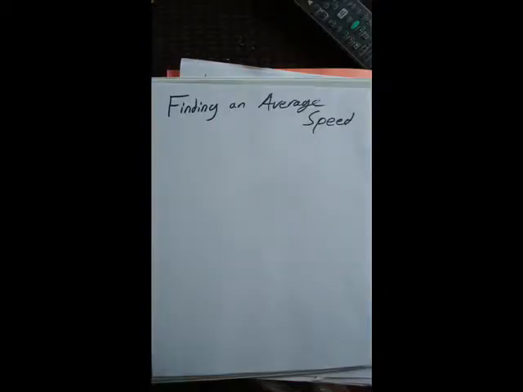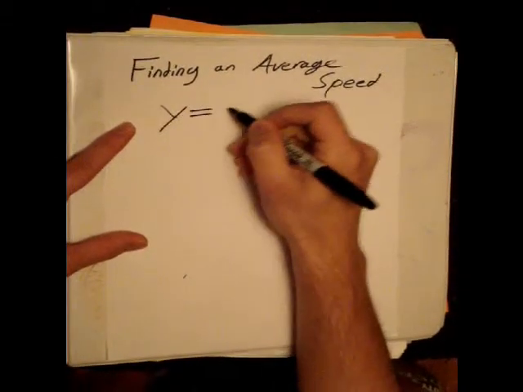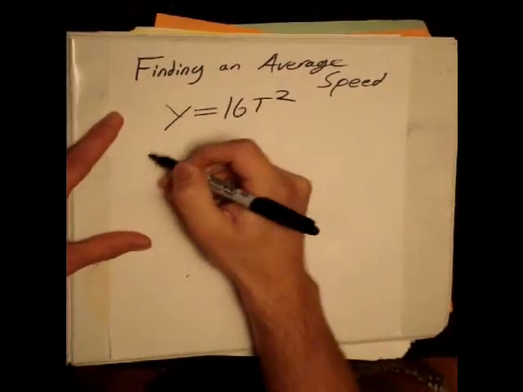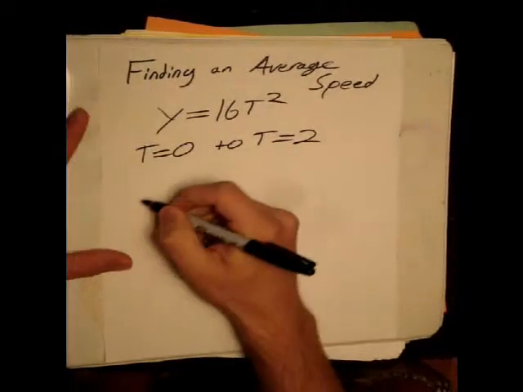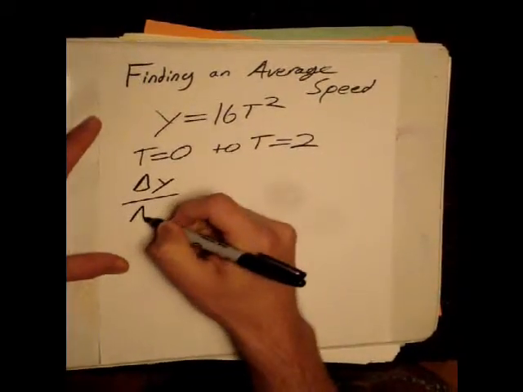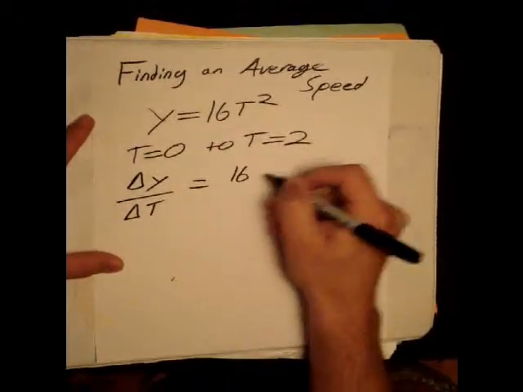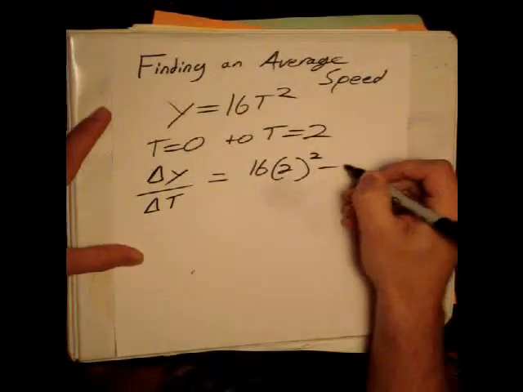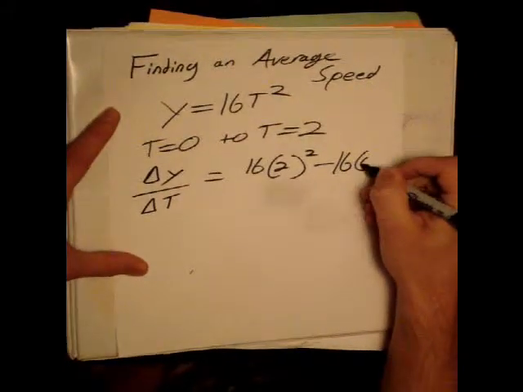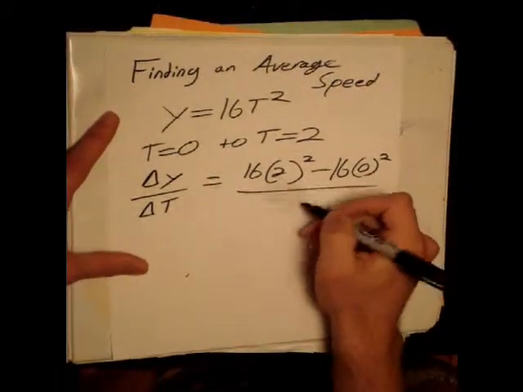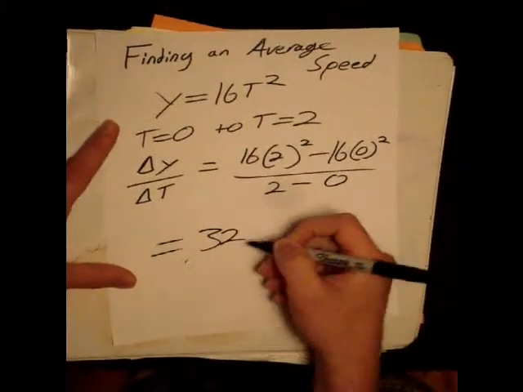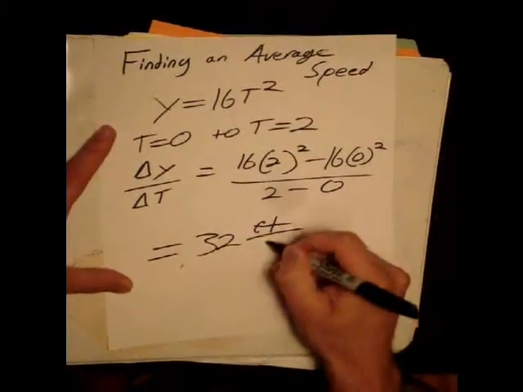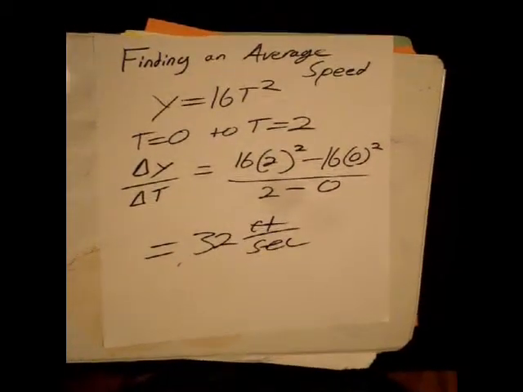So, without further ado, we're going to start with finding average speed. We'll go with the equation y equals 16t squared between the times of t equals 0 and t equals 2. So our change in distance and our change in time, we're going to plug in the equation at 16 times 2 squared minus 16 times 0, all of that over our change in time, which is going to be 2 minus 0. Okay, and then we plug in the numbers, plug in the calculator, and we get the average speed is 32 feet per second.